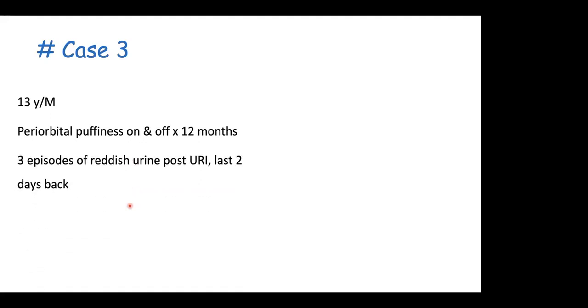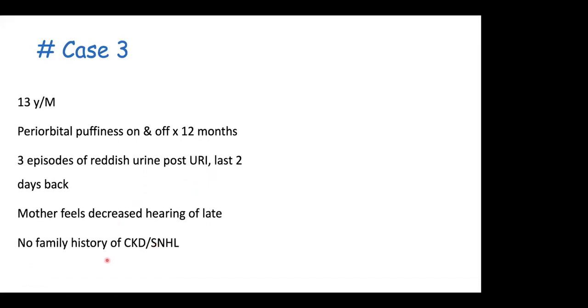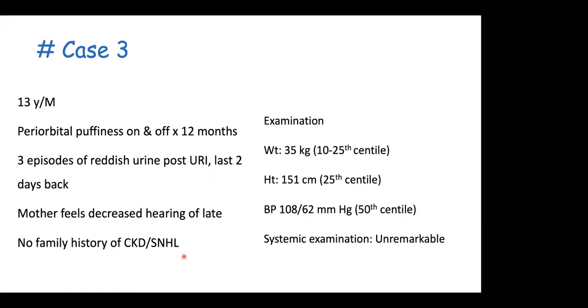Okay, moving on to the third case. This is a 13-year-old boy who comes to you with periorbital puffiness on and off for the past 1 year. There have been 3 episodes of gross hematuria following an episode of URI each time, and the last episode was 2 days back. Mother feels recently that the child is of late having decreased hearing. However, there's no family history of CKD or sensorineural hearing loss.